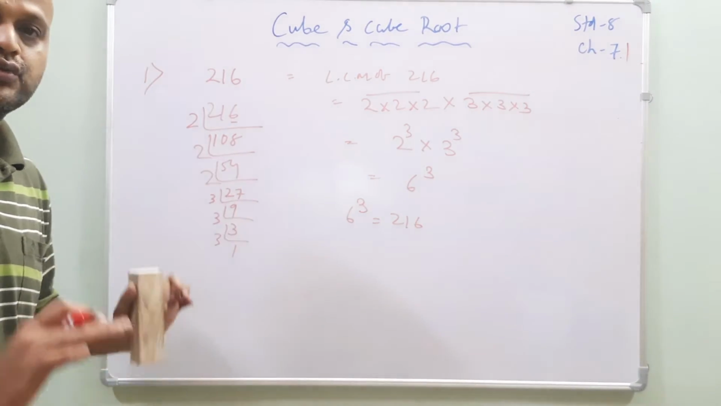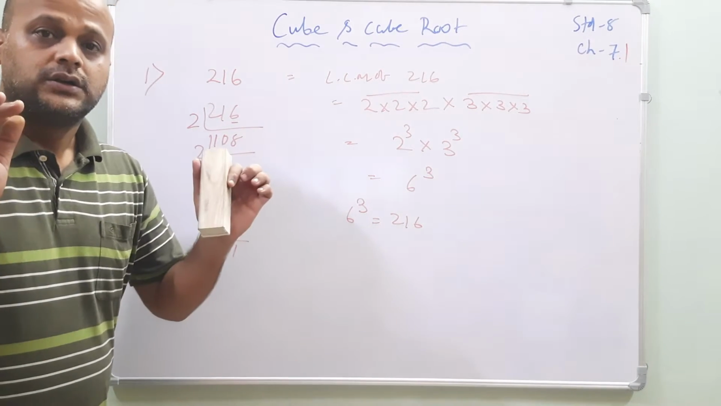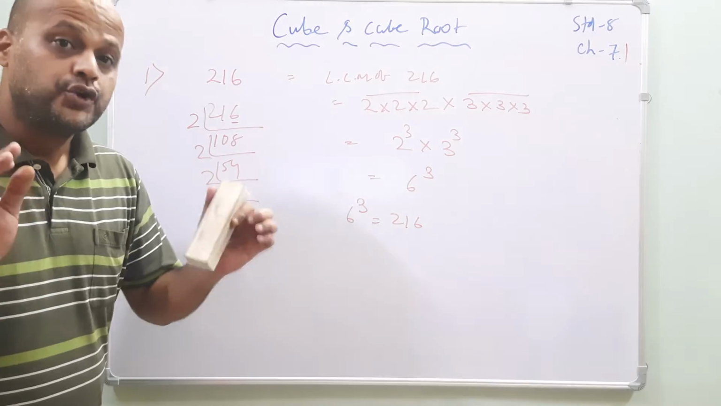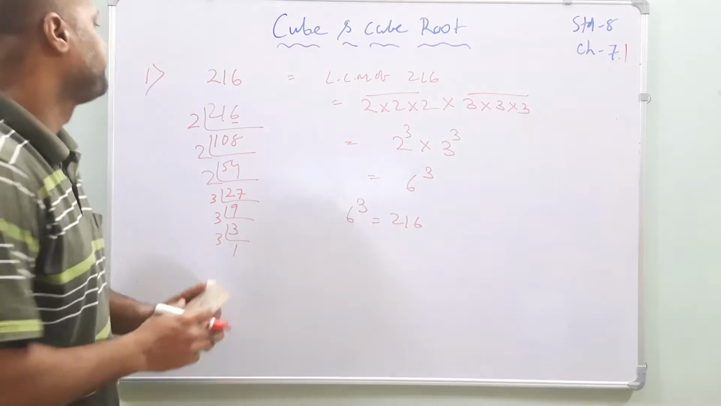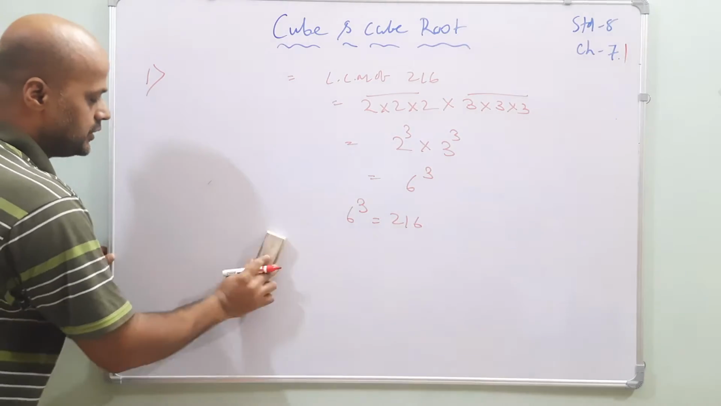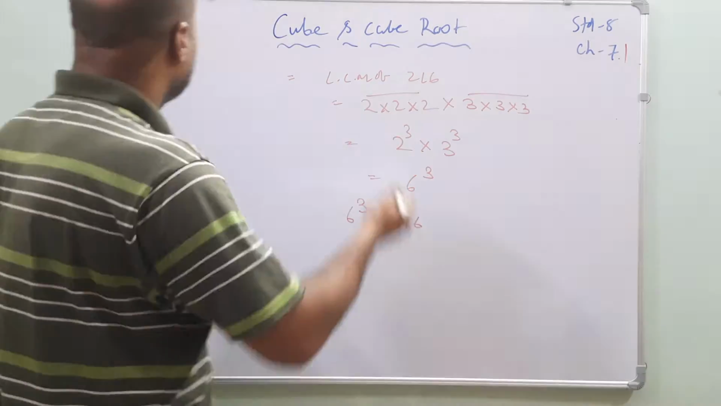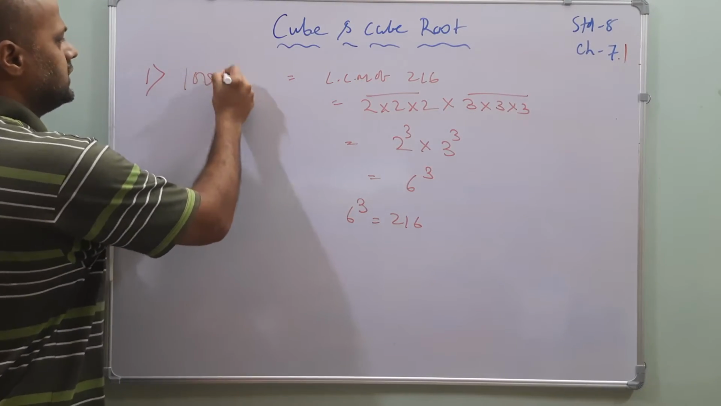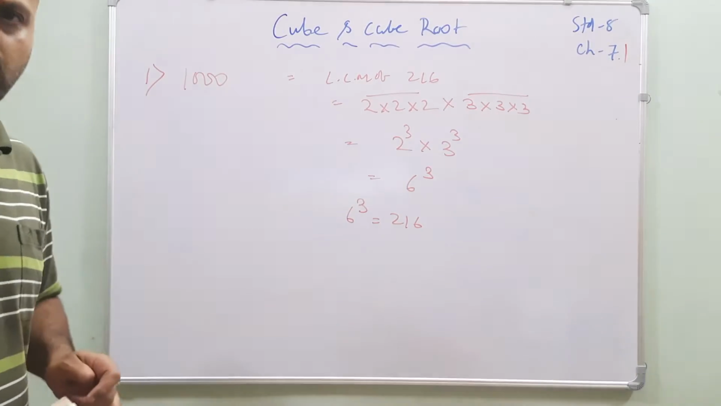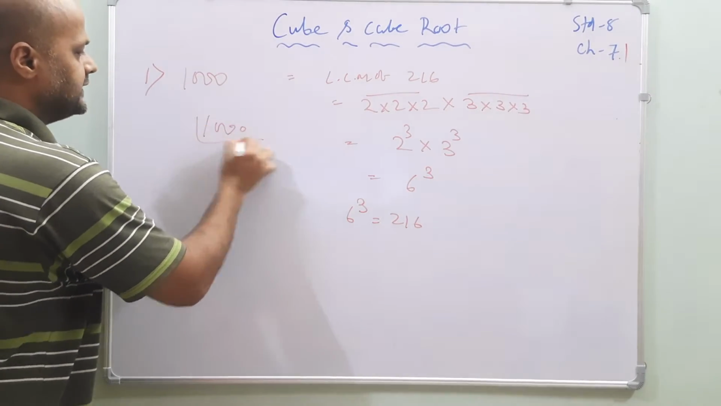This is the simplest way to find out the cube root of any number. Okay? So let's go for another example. In your book it is there. Here it is given, suppose take an example of 1000. Is 1000 the cube of any number? Let's see. What is the process? First process, go for the prime factorization.